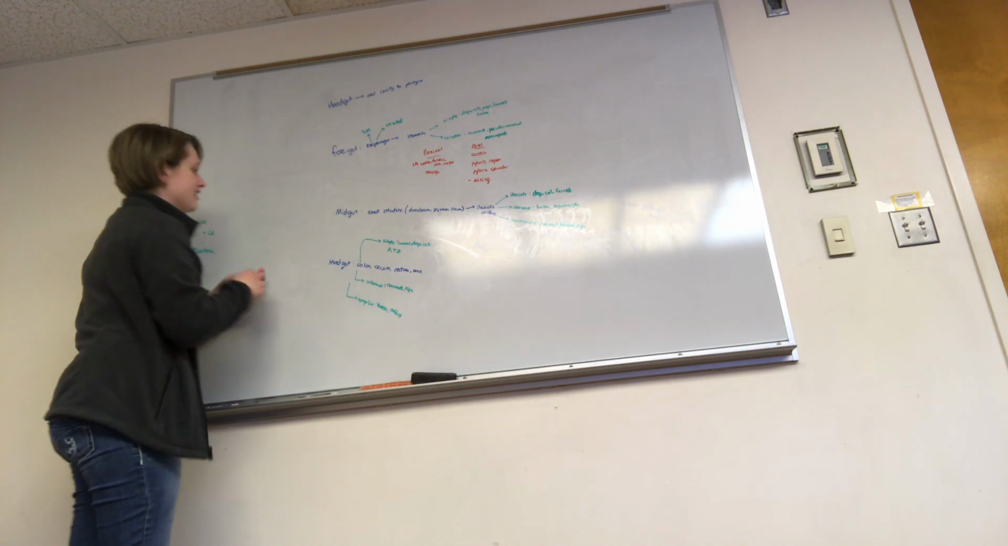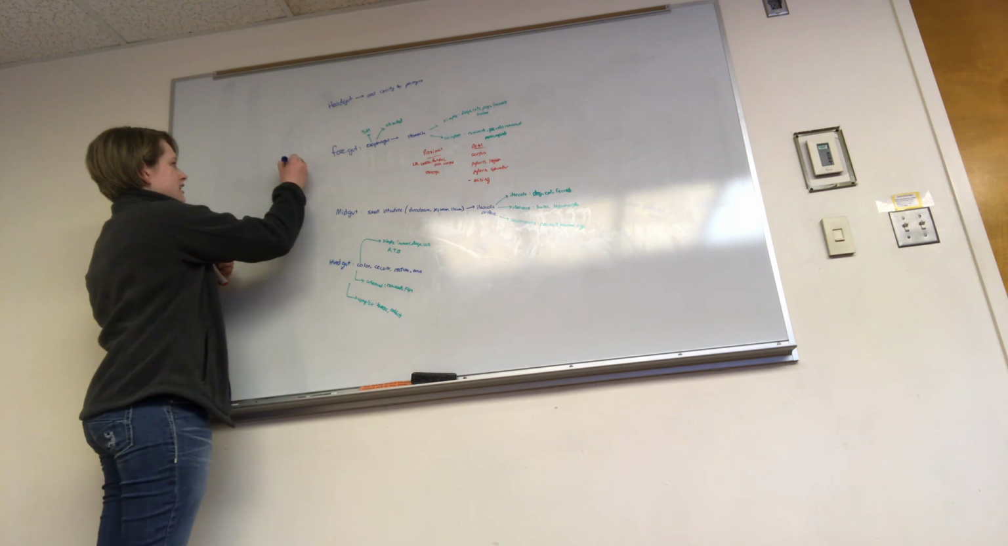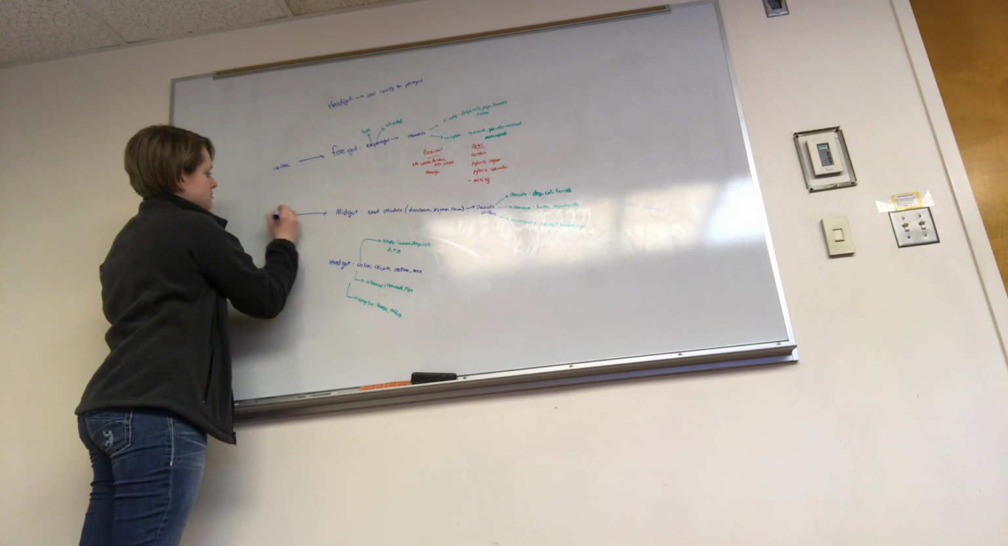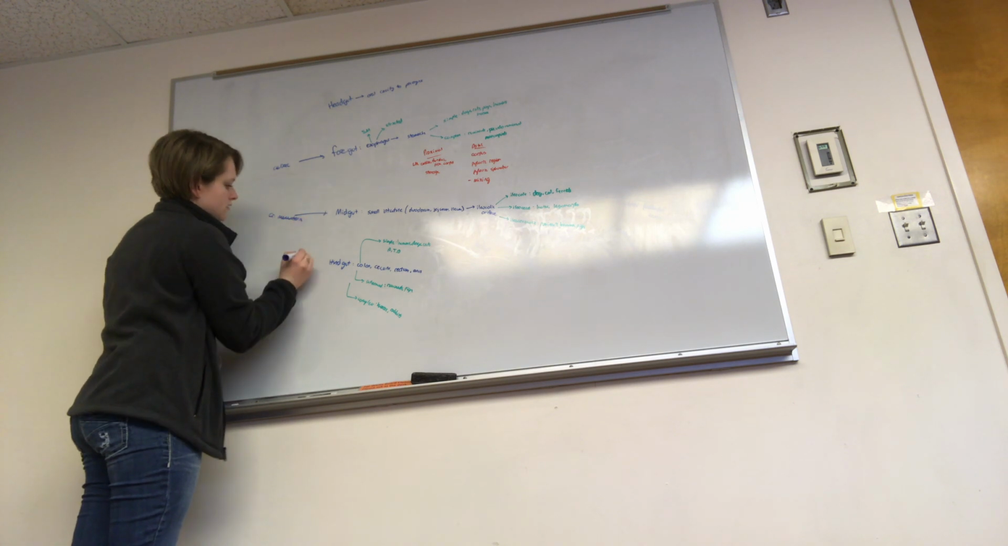All right, just to recap, foregut is which artery? Celiac. Midgut is who? Cranial mesenteric. And what's hindgut? Caudal mesenteric.